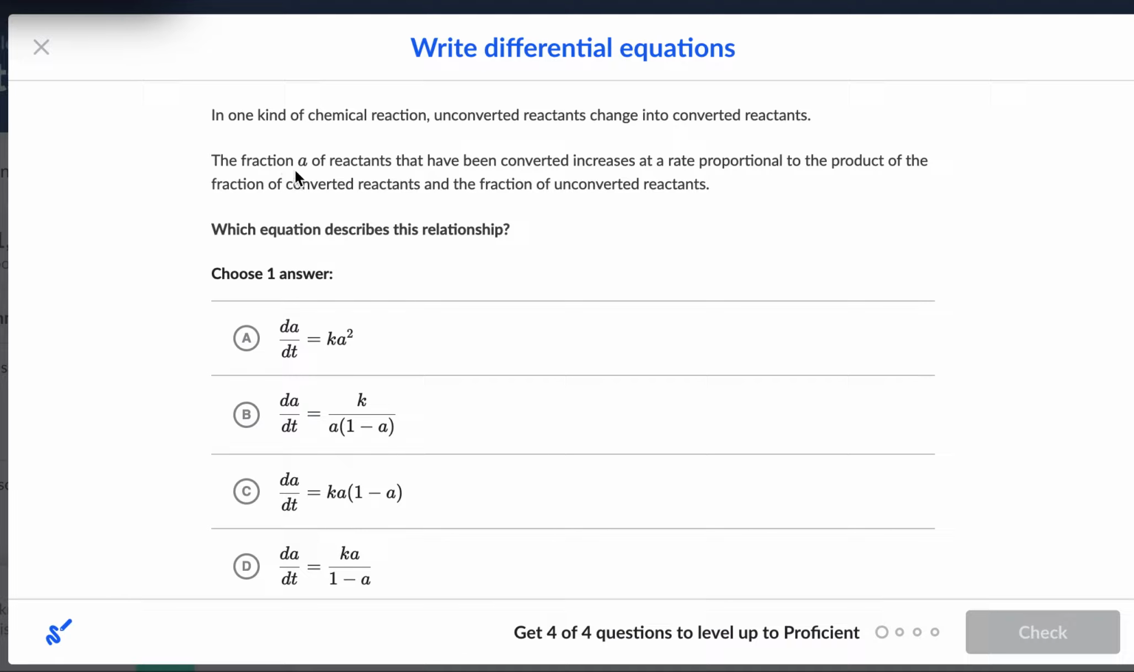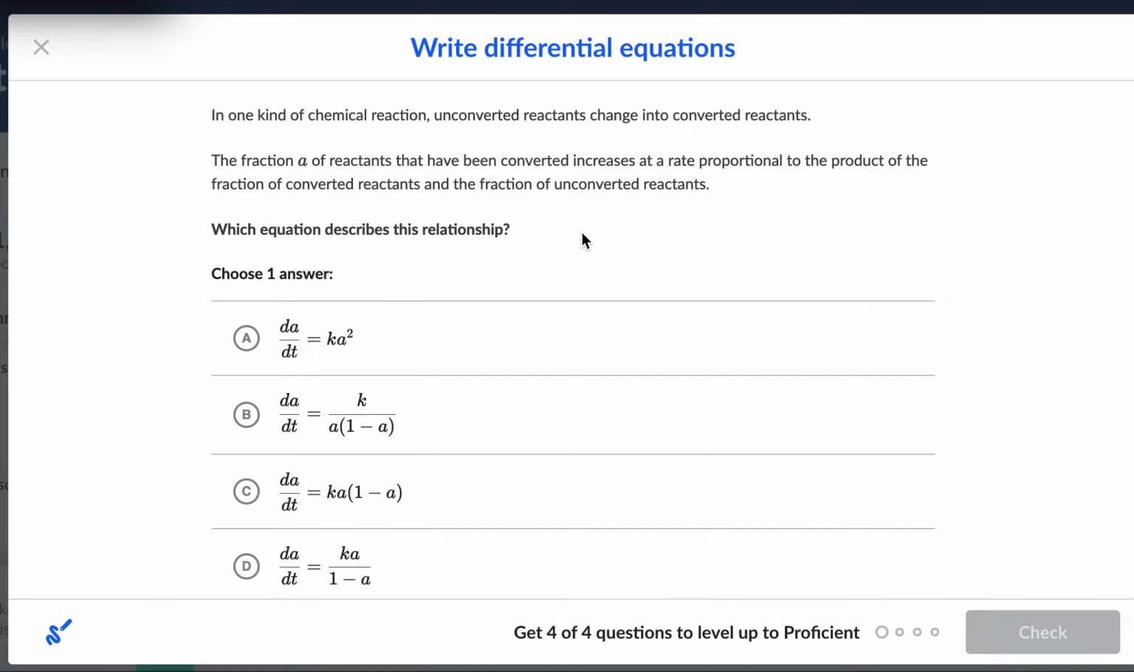So if the fraction A of reactants that have been converted increases, so the conversion increases at a rate proportional to, and this is the important part, the product of the fraction that is converted and the fraction that is not converted. So product means multiplied. If you have a fraction, like 1/4 that is converted, then the fraction that isn't converted is 3/4. If it was 1/7, then the unconverted would be 6/7. If it's some amount, then it's going to be 1 minus that fractional amount.